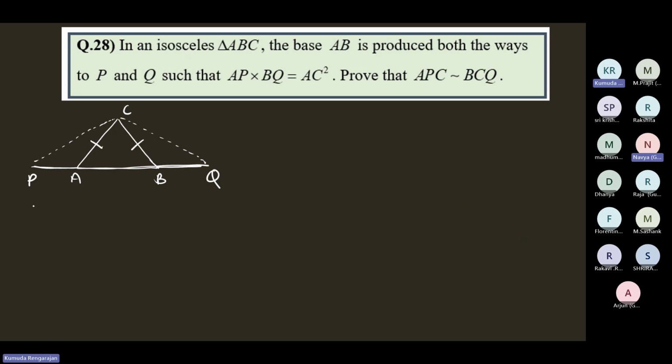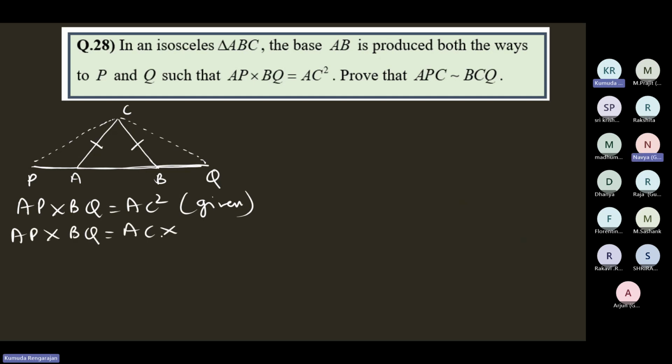All right, children. So we are given that AC is equal to BC, and we also have this equation AP into BQ is equal to AC squared. This is given. Now this means AP into BQ is equal to AC into AC, correct?